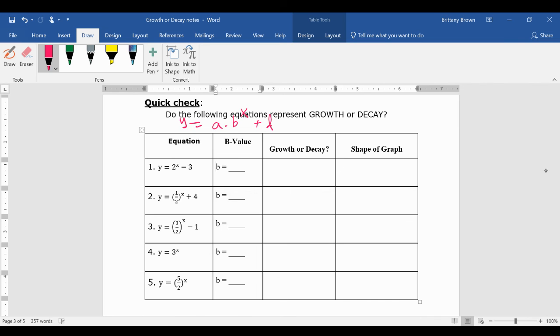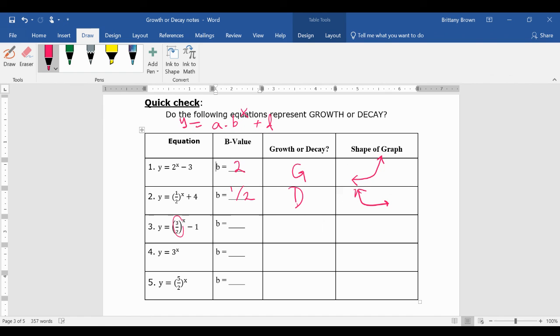So number 1, the thing with the exponent on it is 2. So that's your B value. Is that growth or decay? Growth. It is bigger than 1. And the shape of a graph of exponential growth would have this general shape to it. Number 2, what is the B value? 1/2. It's the thing with the exponent on it. That would mean this is decay. And the general shape of a decay function would be, we start out with a lot, and as time goes on, we have less. So it's the opposite of what growth looks like.